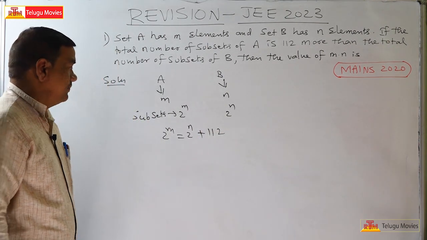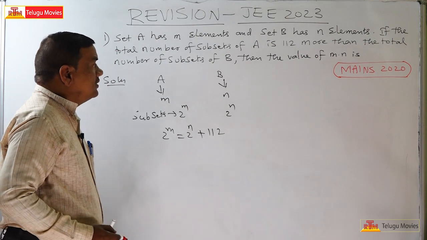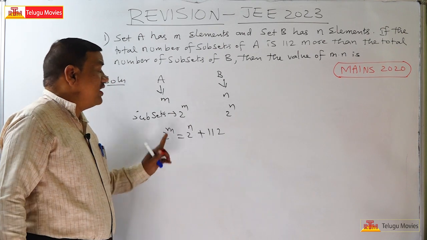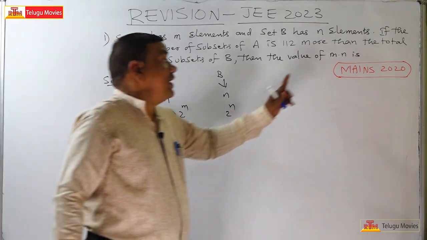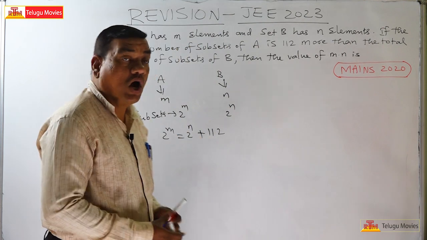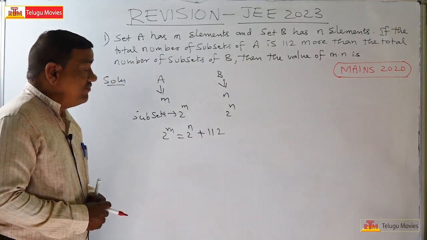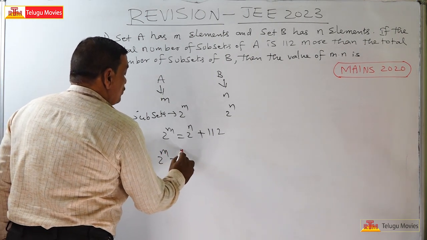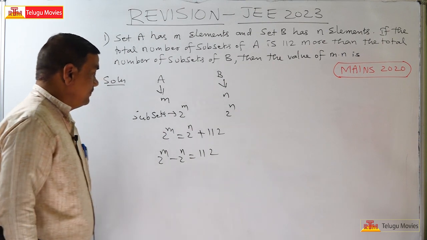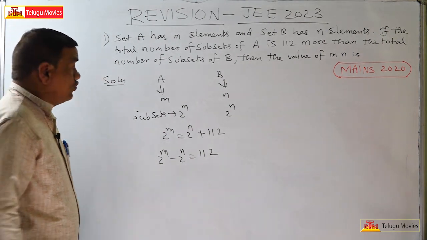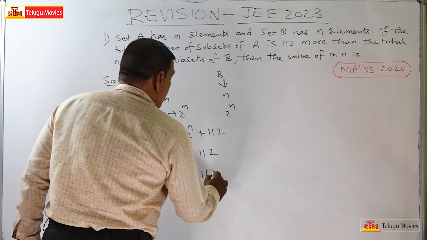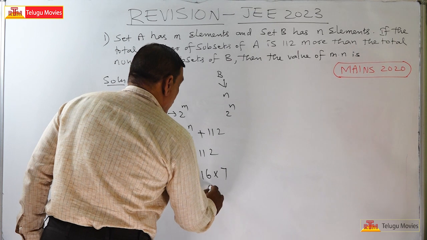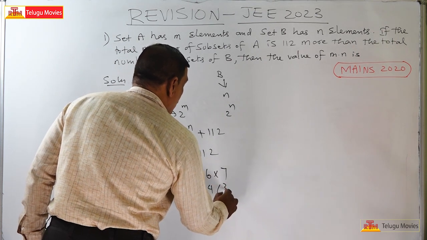Understand? Right. Now our aim is to find the value of m into n. See here, we got one and only one equation, but we want two values, m and n. Then how to get the m value and n value from this equation? Let us see. 2 power m minus 2 power n is equal to 112. 112 can be written as 16 into 7. This 16 can be written as 2 power 4, and this 7 can be written as 2 cube minus 1.